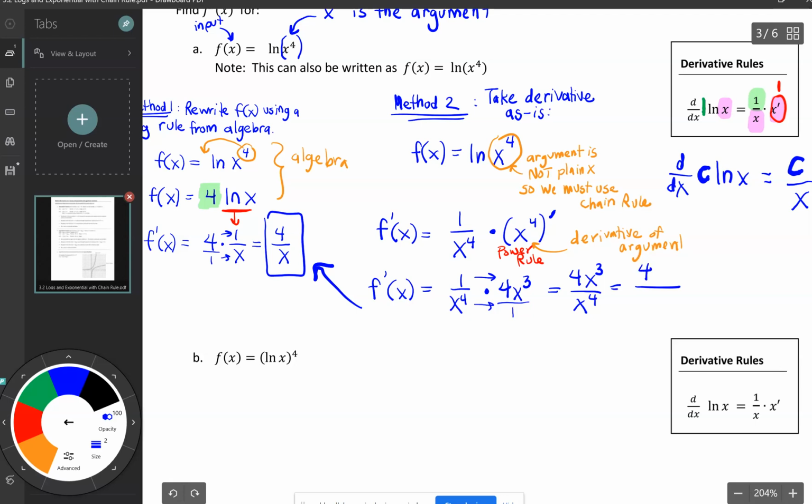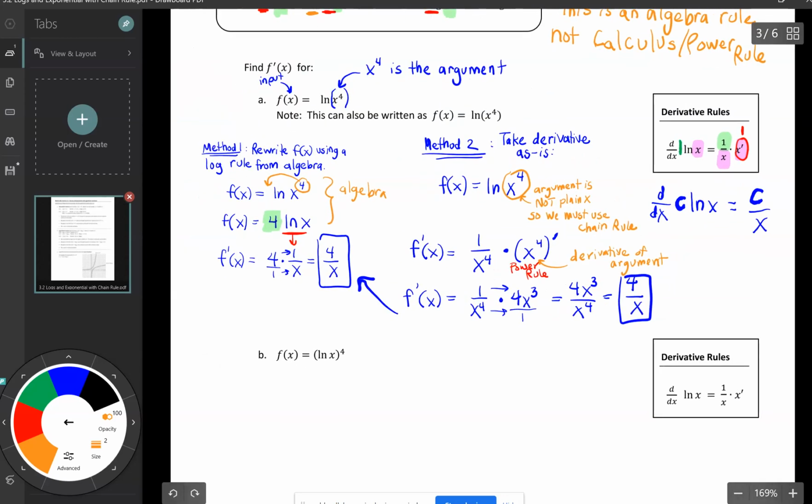The 4's in the numerator, if there's 3 factors of x in the numerator and 4 in the bottom, and I divide them all out, there's 1 x left in the denominator, and I get that exact same answer using my chain rule. One way is not better than the other. If you didn't rewrite with your rule from algebra, you had a little bit more work to do, but not much. So I'm going to send out a poll real quick. I'm just curious who prefers method 1 with the algebra versus method 2.